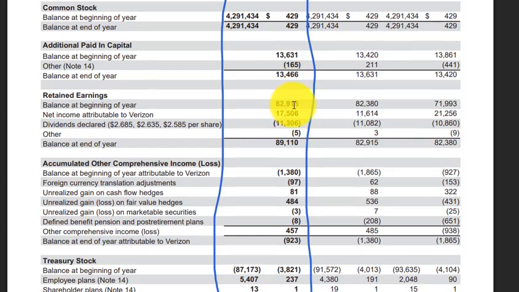Retained earnings, net income, added as we know, dividends paid out, and then there's probably some other, it's not enough to worry about. And that's our balance at the end, which goes on the balance sheet. AOCI, balanced. Here's our other comprehensive income items, other loss, and then our balance at the end. Treasury stock.